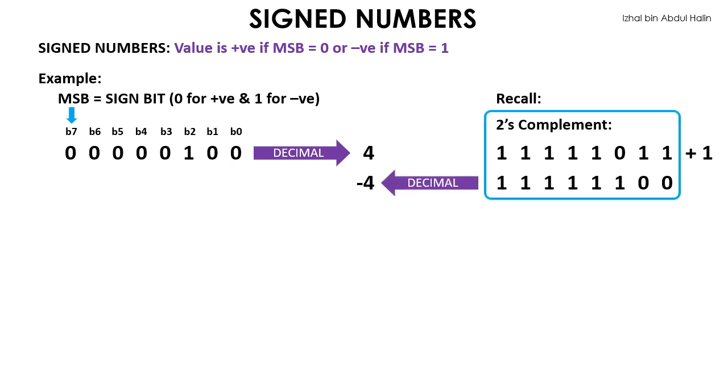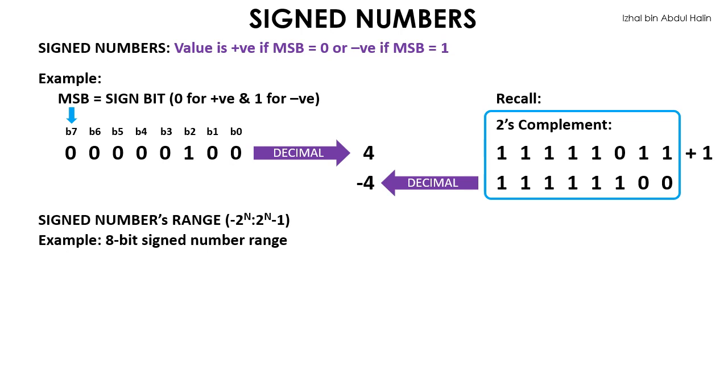We must also understand the range of numbers that can be presented using signed numbers. The range is from -2 to the power of n, up to 2 to the power of n, -1. N is the number of bits used in a particular binary string. Let me show you a quick example of what I mean.